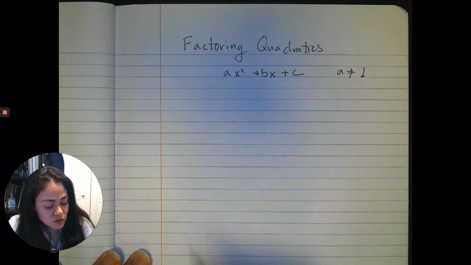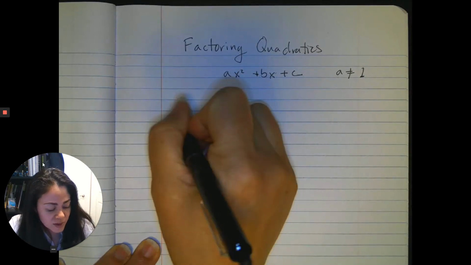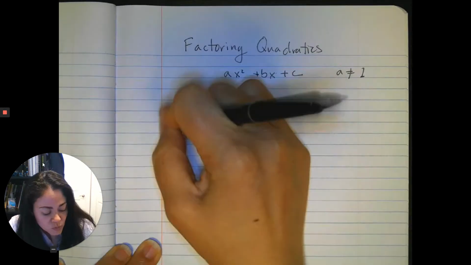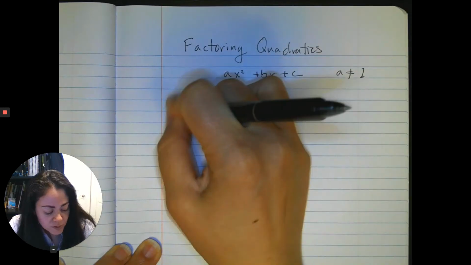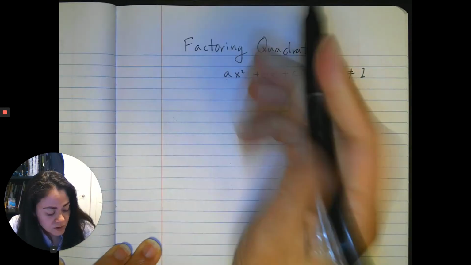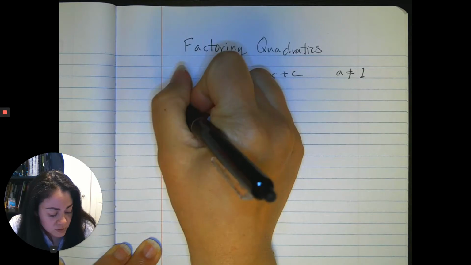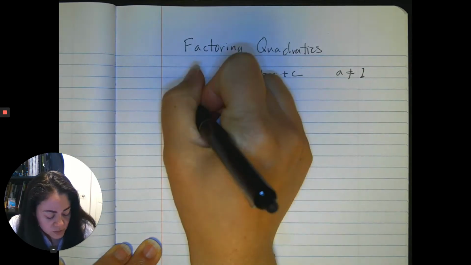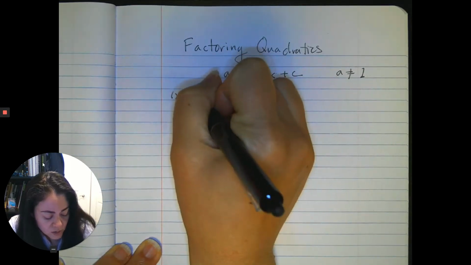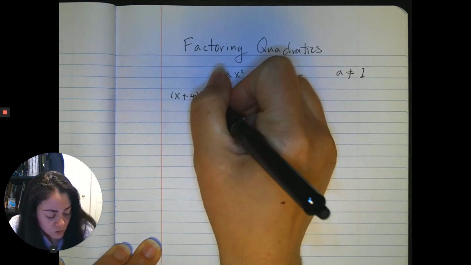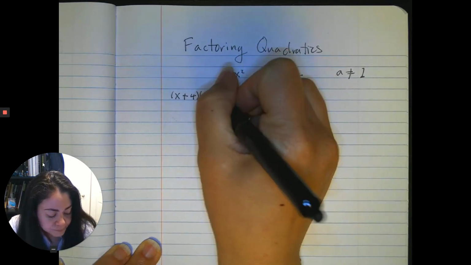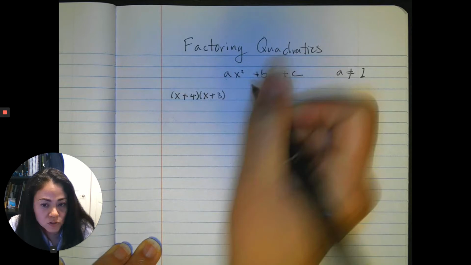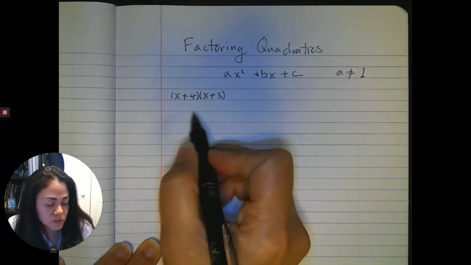So let's just actually start with a case where we are not going to end up with a coefficient other than 1. We will end up with just 1x squared. But I just want to do this to really make clear how we can go backwards to factor. So I'm going to use this more simple case first, x plus 4 times x plus 3.